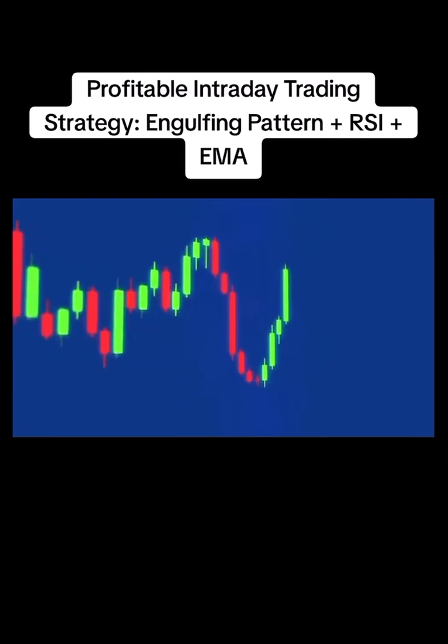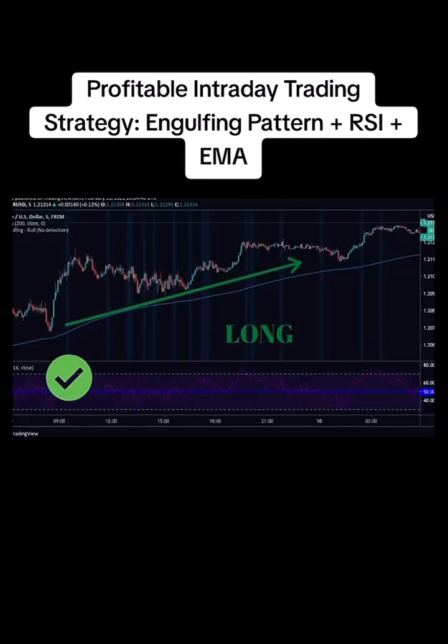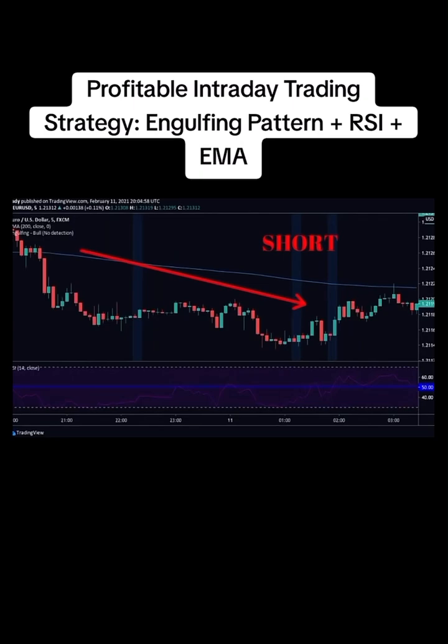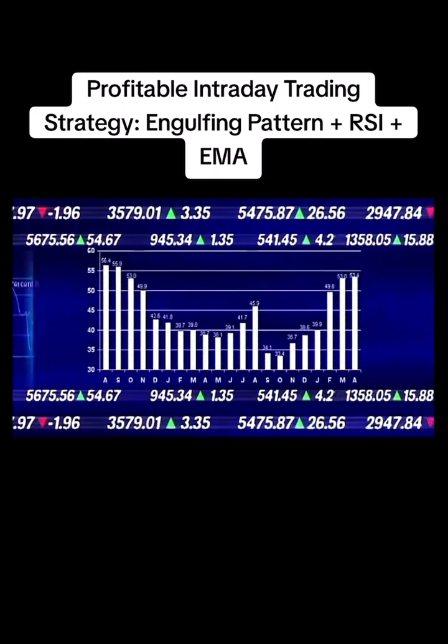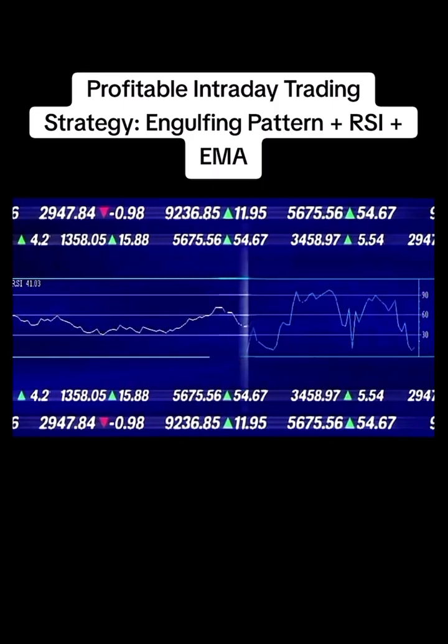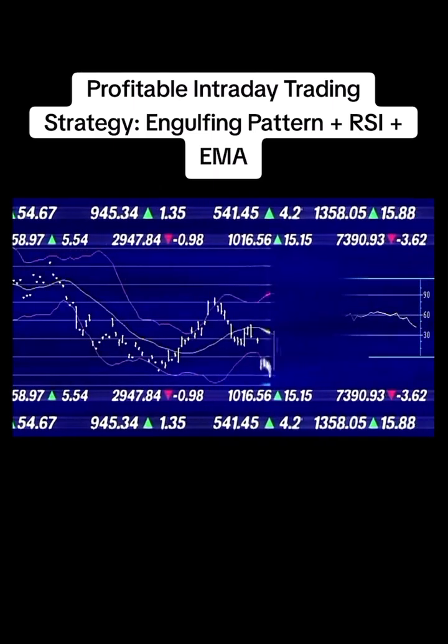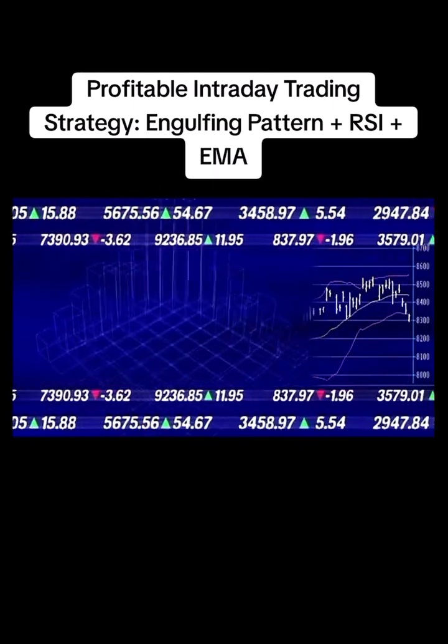If you have watched my older videos, you can guess what we will do with the exponential moving average. Similar to our other strategies, we will only look to go long if the price is above the 200 period EMA, and we will only look to go short if the price is below the EMA. The engulfing pattern will give us our entry signals, and we will use RSI for confirmation. Don't worry if you didn't understand anything. I will show you the strategy on examples.